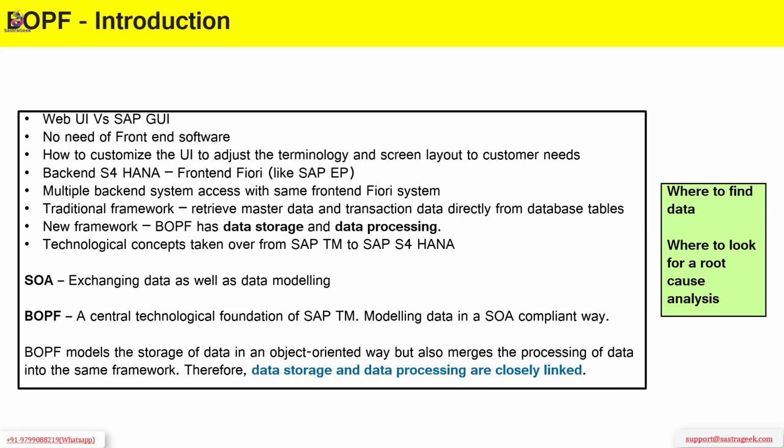In a standalone system, we have NWBC, NetWeaver Business Client, right? We had NWBC in a standalone system as a front end, and then the back end would be ERP, that is ECC. So front end is NWBC and back end is your ECC, right? And currently with S4 HANA, back end is S4 HANA and front end is Fiori. So that's how it is structured.